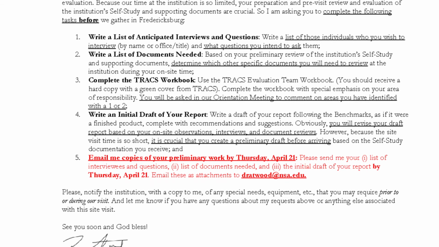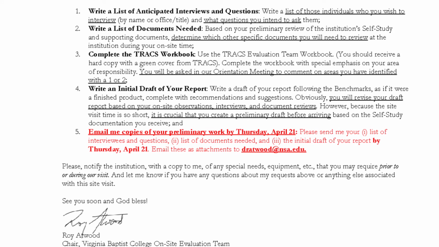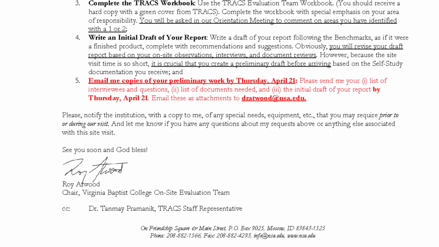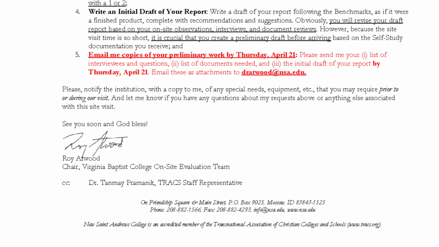If you see the things that I want to highlight there, you have a list of anticipated interviews and questions, a list of documents that is needed, and he stated complete the TRACS workbook, write an initial draft of your report, and he advised them to send it to him, email copies of your preliminary work by the Thursday prior to the actual visit. So about a week before, he was requesting that the team members email copies of their preliminary work. Okay, so that's a sample chair letter that was sent out to all the team members.